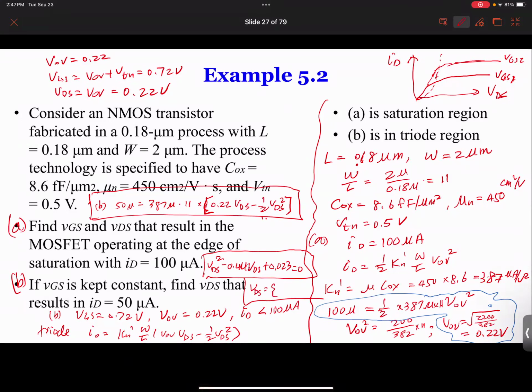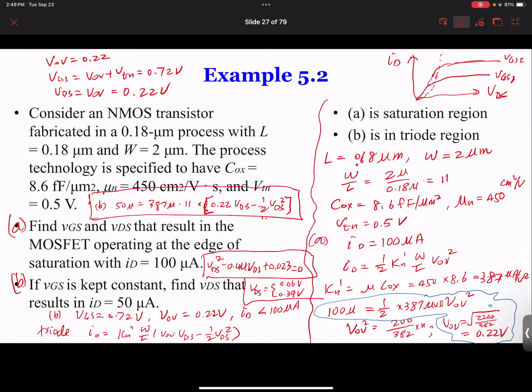One is 0.06, the other is 0.39 volts. At this point, we have to find out which one works. Well, the problem is that if VDS is 0.39, it's going to be larger than VOV. VOV is 0.22. It has to be in saturation.